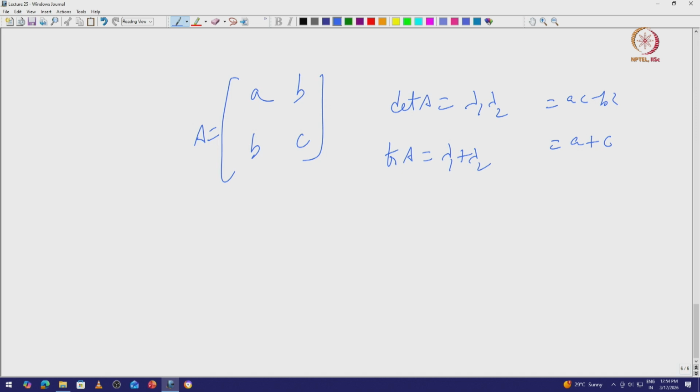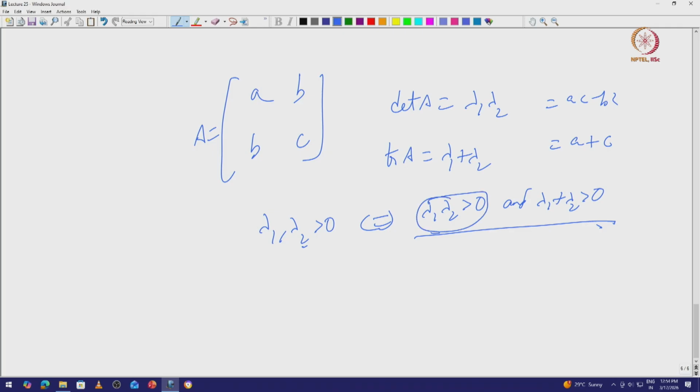Now what we want is for the eigenvalues to have a sign, right? So lambda 1 and lambda 2 are both positive if and only if lambda 1 times lambda 2 is positive and lambda 1 plus lambda 2 is positive. Why? Because if these two are positive, obviously these two conditions hold. If these two conditions hold, this would imply that they have the same sign. They are both either positive or negative. But since their sum is positive, they can't both be negative, right? So that means lambda 1, lambda 2 are both positive. So in other words, the determinant and the trace are positive.